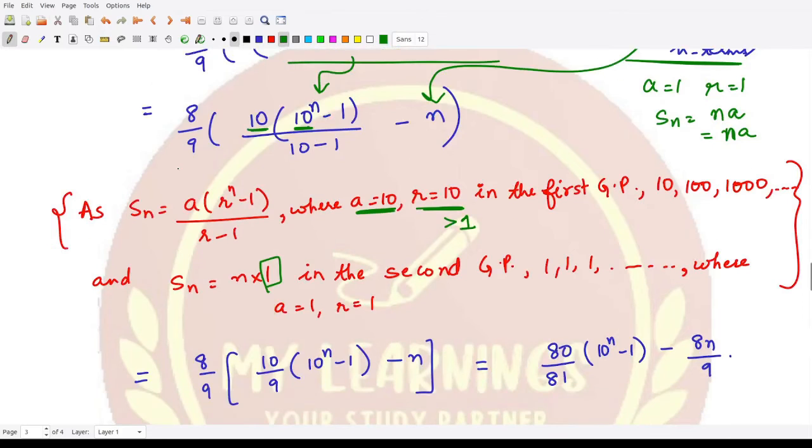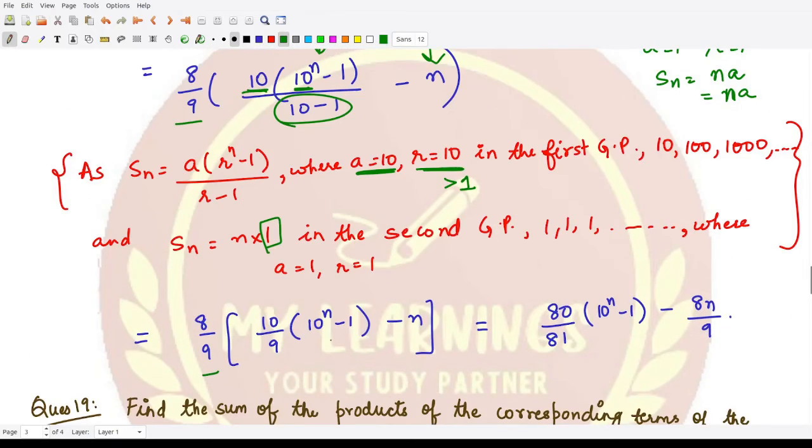So we can simplify the terms, 8 upon 9 as such, 10 upon 9, right? 10 raised to power n minus 1 minus n, and we can simplify the bracket over here, so it would become 80 by 81 into 10 raised to power n minus 1, this is the first term, and 8 by 9 minus 8 by 9 times n, this is the second term, and this is your answer.